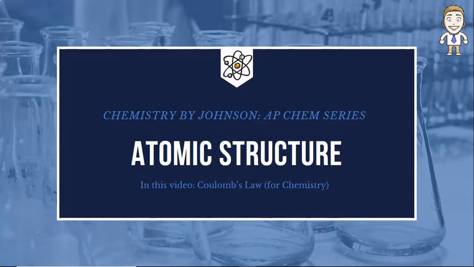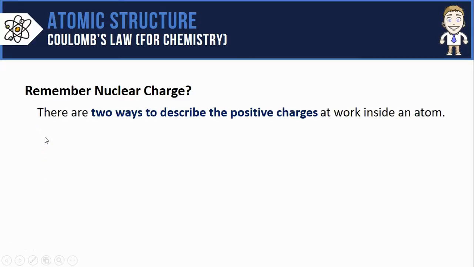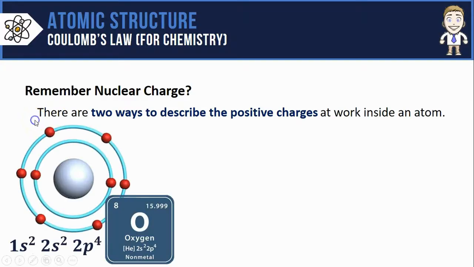Hey everyone, in this AP Chem series video, we're going to go over Coulomb's law and talk about what it has to do with chemistry. To do this, we've got to remember some things about nuclear charge, in particular, the two ways to describe the positive charges at work inside an atom. Take this oxygen atom, for example.